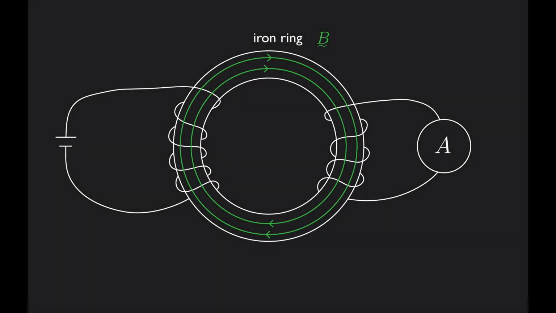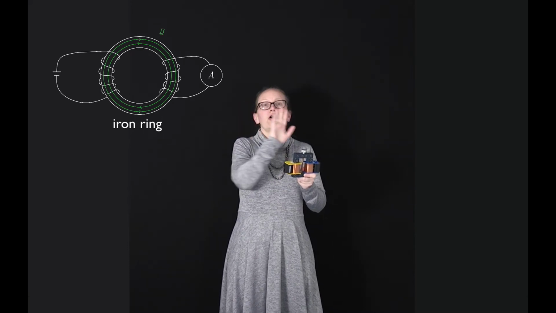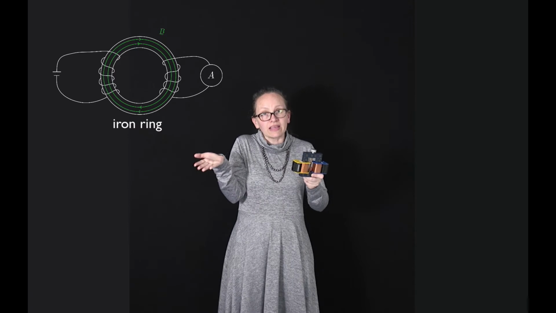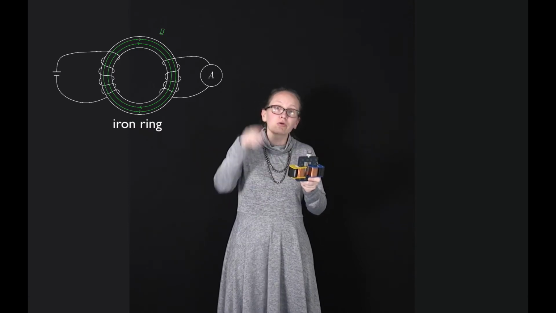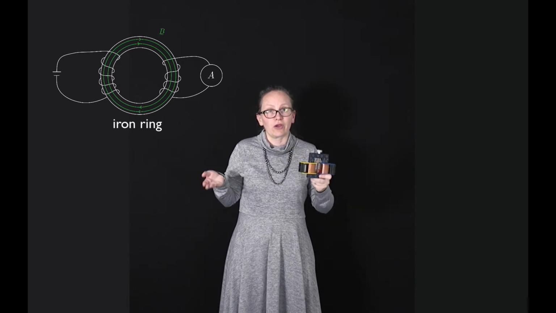Faraday observed that this current was only measured as the battery was turned on or turned off. There was no current measured in the second coil once the current in the first coil had been flowing for some time. So he reasoned that it must be the changing magnetic flux through the second coil, and that that flux was flowing through that iron core, which was inducing the current to flow.